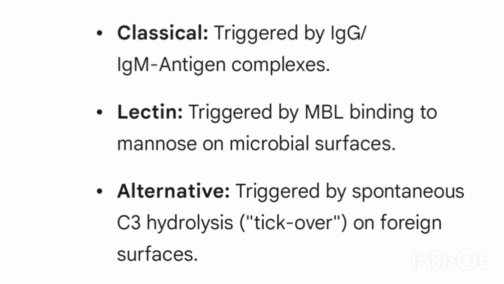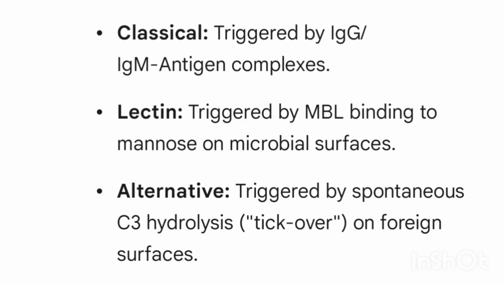Okay, then lectin pathway. It is an antibody independent pathway, and it is triggered by MBL binding to mannose on microbial surfaces. So, what is MBL?